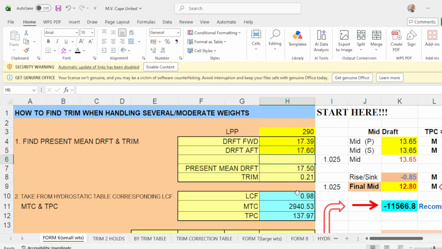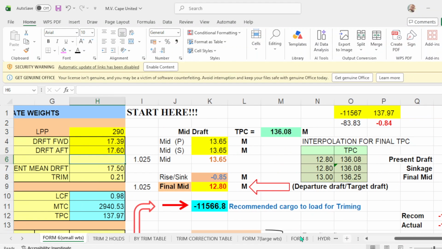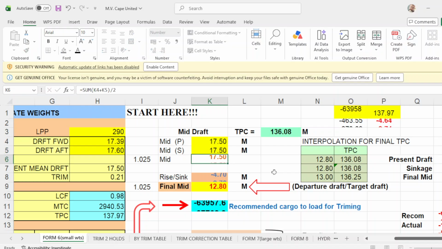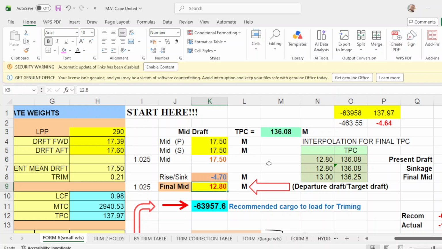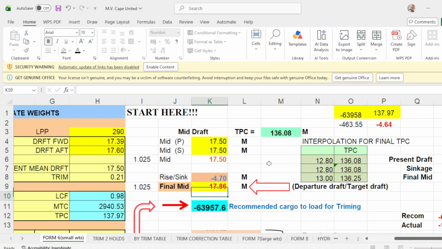Your main drop, trim, LCF, MTC, and TPC. Your actual mid port is 1750.50. Port side and starboard is 1750. Okay. No list. And your departure drop is 1786. 17.86. Okay.